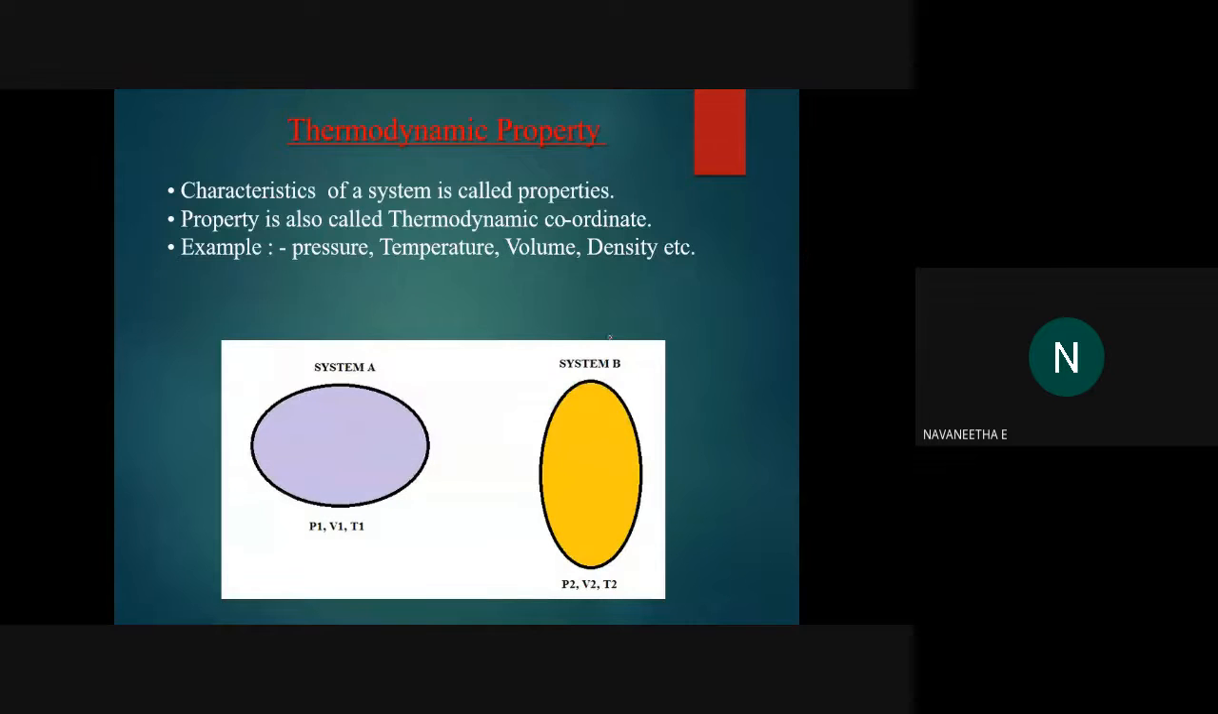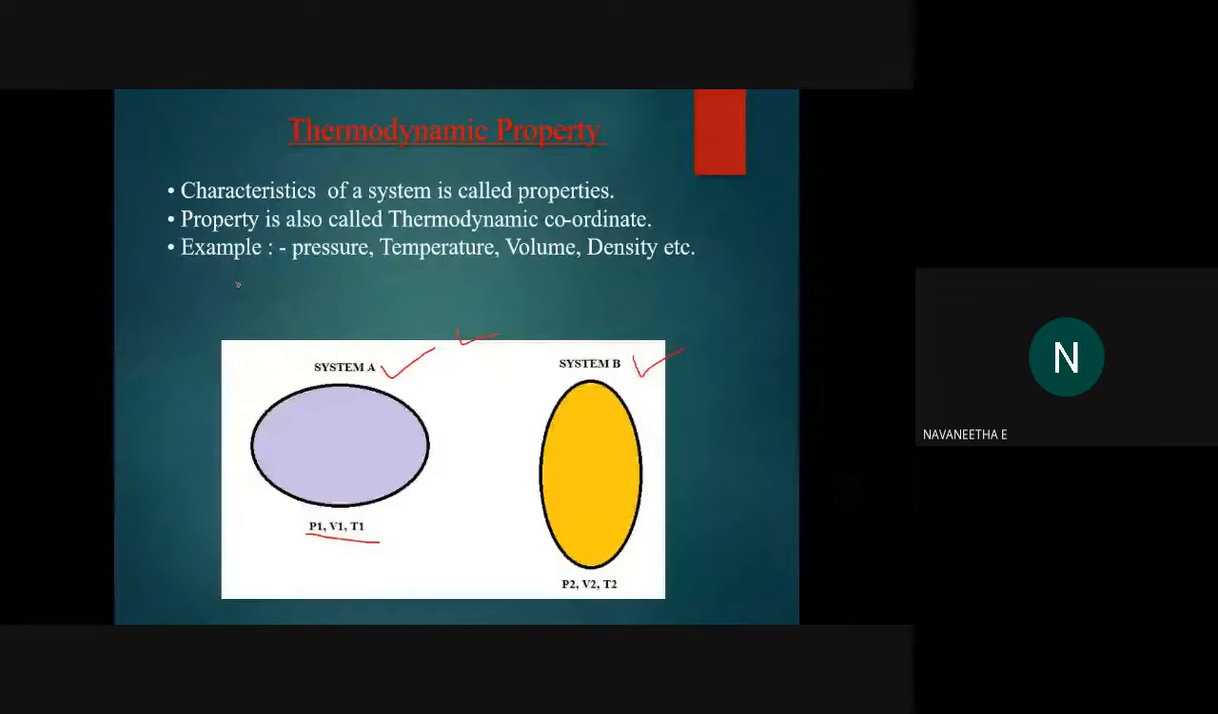Here there are two systems, system A and system B. System A and system B are entirely different. This difference is mainly because of the property. That is, pressure, volume, and temperature are entirely different for system A and system B. No need to draw this figure. Just write down these three points.